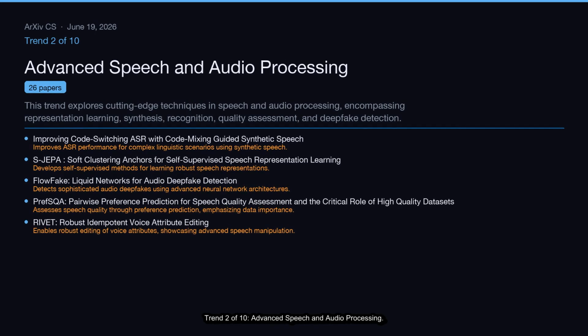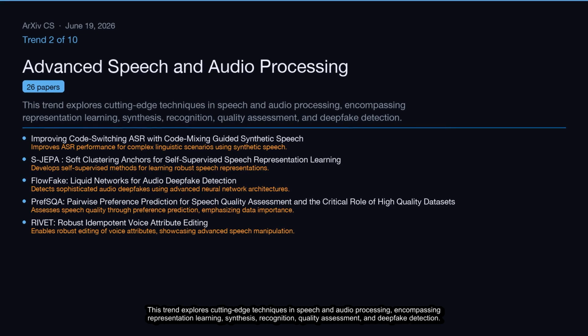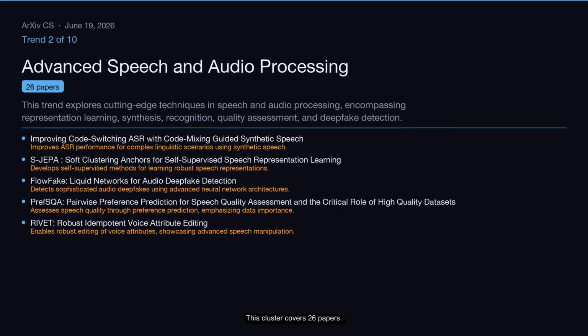Trend 2 of 10. Advanced speech and audio processing. This trend explores cutting-edge techniques in speech and audio processing, encompassing representation learning, synthesis, recognition, quality assessment, and deepfake detection. This cluster covers 26 papers.